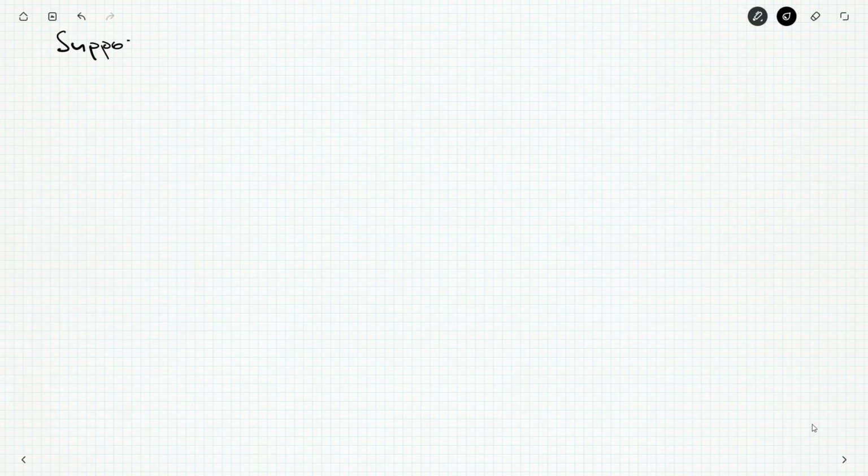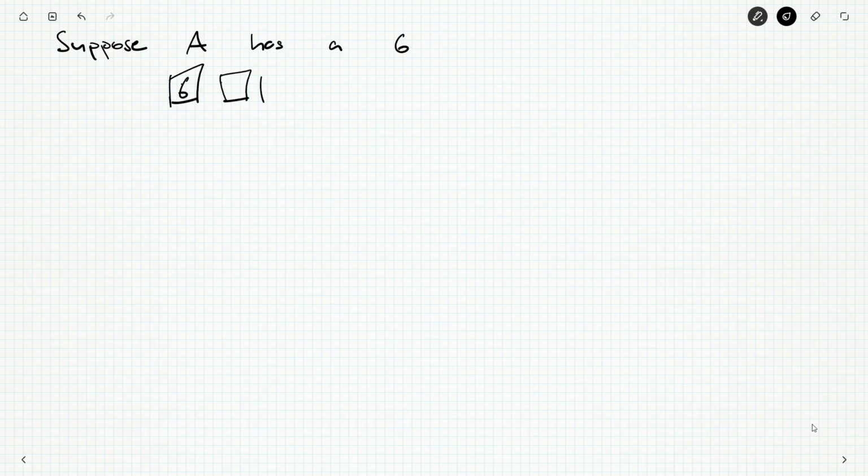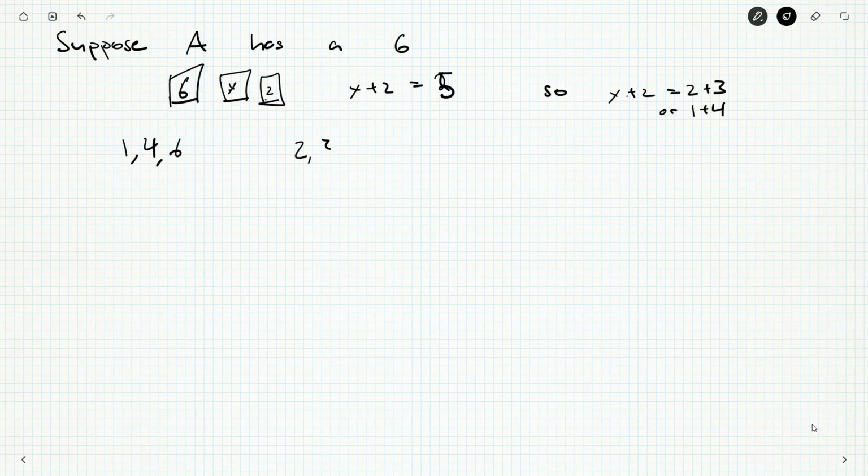Suppose that she has a 6. So she's got 6 and then 2 other pieces. So we'll call them x and y. No, I already used x. We'll call them, I don't know, y and z. y plus z is 5. So y plus z could be 2 plus 3 or 1 plus 4. So 1, 4, and 6, 2, 3, and 6 are possibilities.